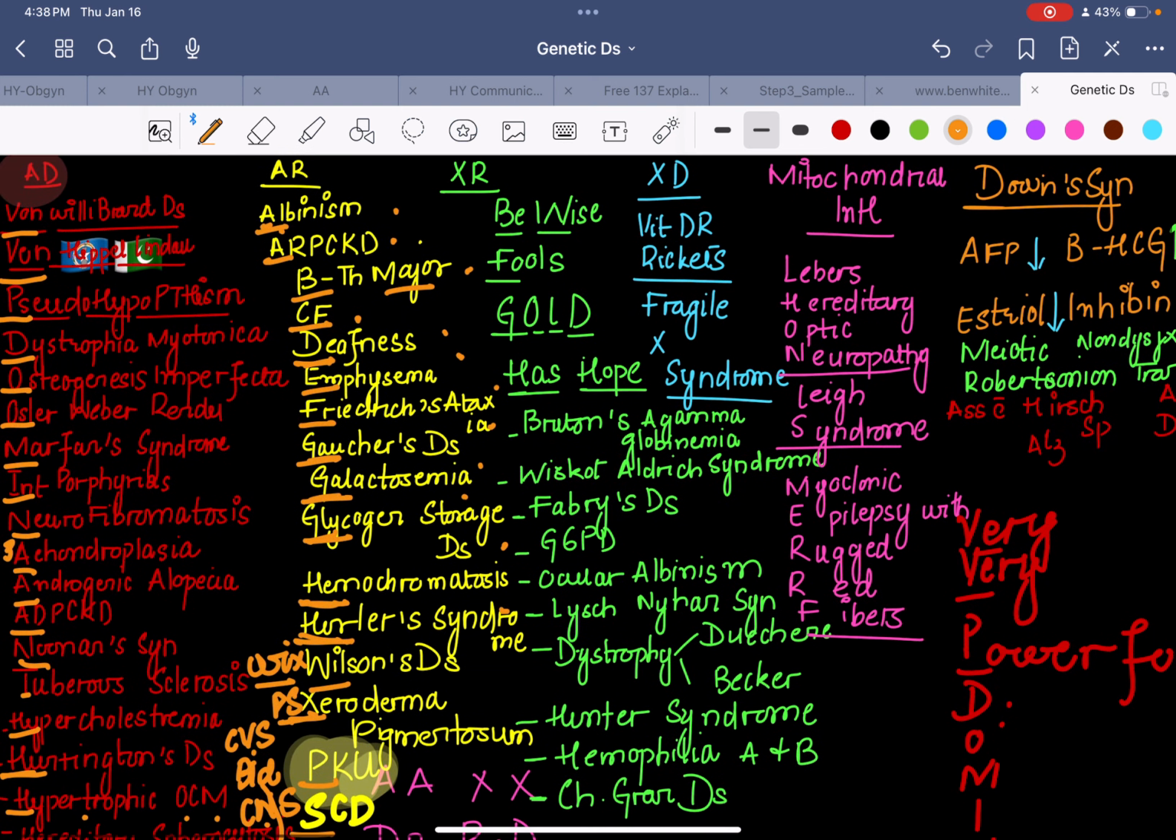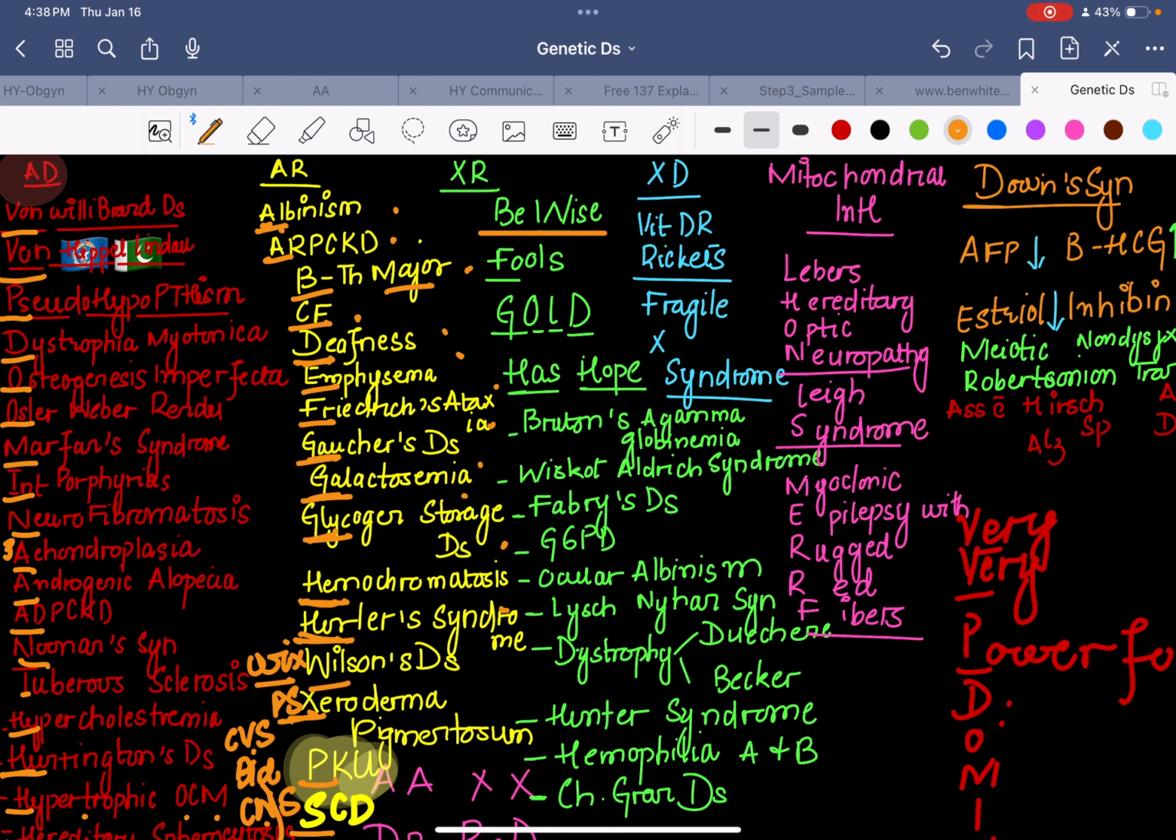So these were the autosomal recessive diseases. Now let's move on to the X-linked recessive diseases. For the X-linked recessive diseases, the mnemonic is B-wise fools gold has hope. In the B-wise we just have B, and then in the wise we just have W, and in the fools we just have F. Whereas for gold we have G, O, L, D, all of them, and in has hope we have H and H.